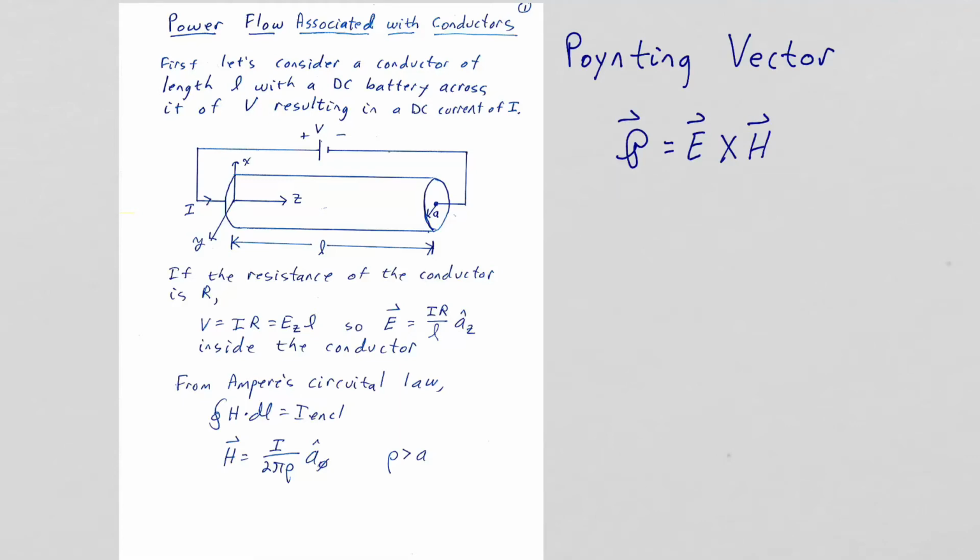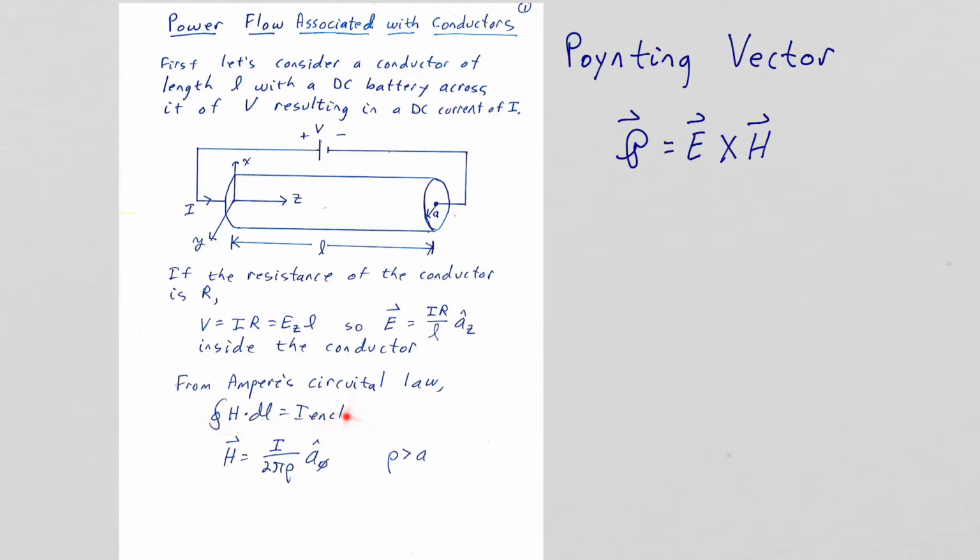We are now going to look at the consequences of the Poynting vector, power flow, and power associated with conductors. Here we have a battery attached to a resistor. So we know that the voltage across the resistor, I times R, is equal to the applied battery voltage, and it's also equal to the electric field intensity in the resistor times the length of the resistor. So the electric field intensity is the current flowing times the resistance divided by the length of the resistor, and it's in the Z direction.